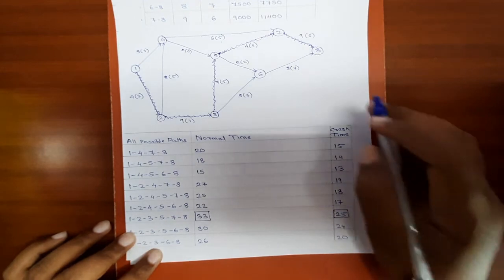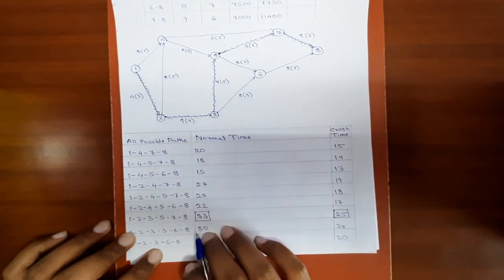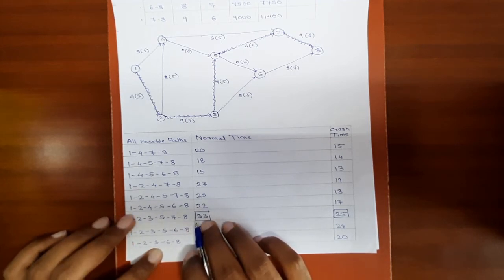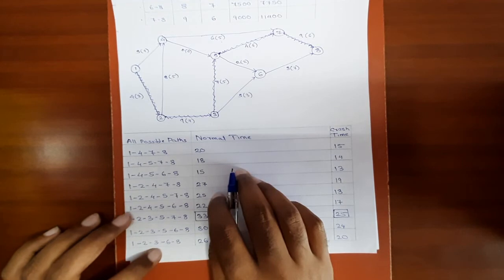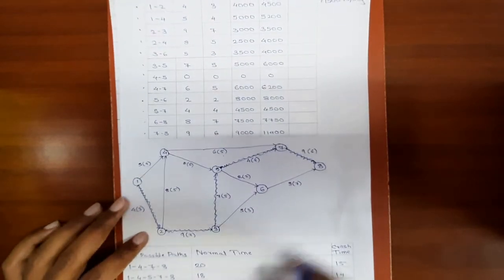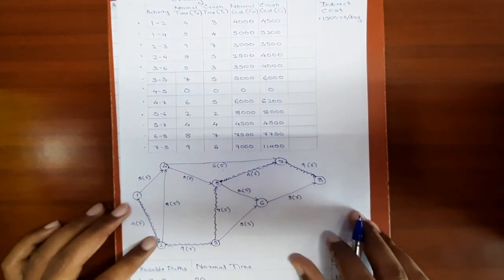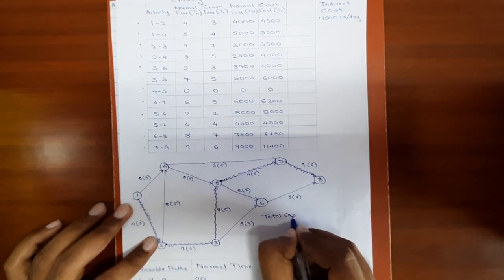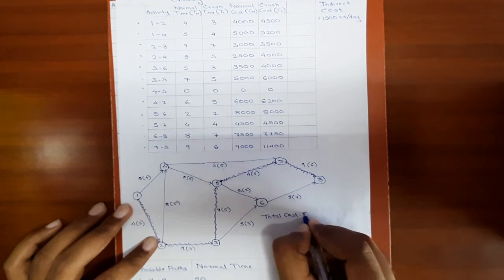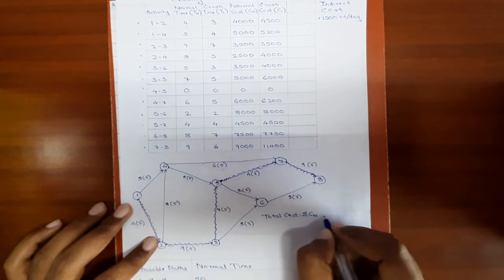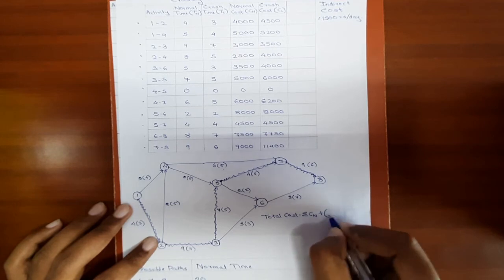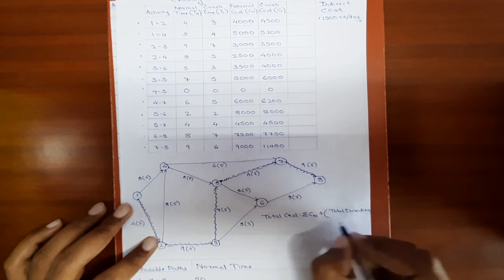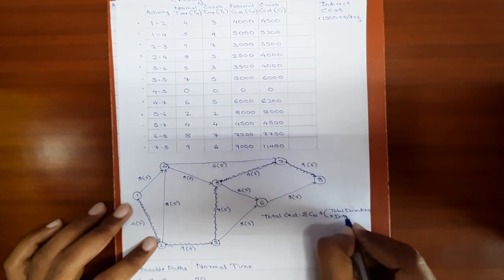Okay, we have the network diagram, we have all the possible paths, we have the critical path and the maximum time required to complete the project. Now we need to calculate the total cost. For calculating the total cost, the formula is: total cost is equal to summation of normal cost of all activities plus total duration into indirect cost per day.